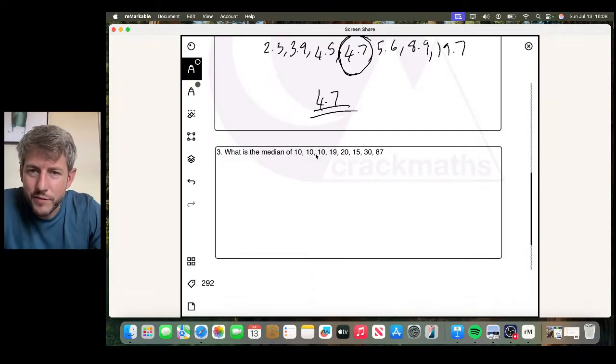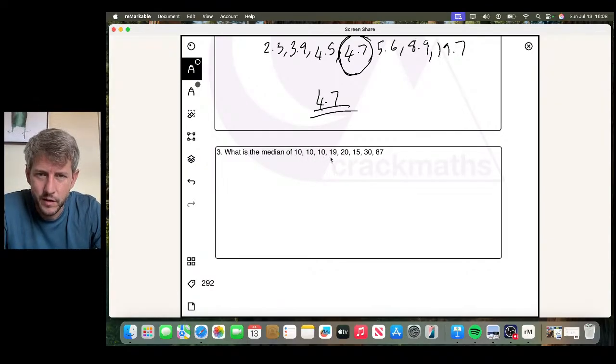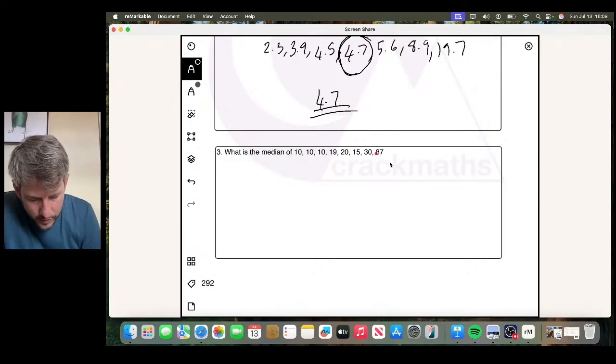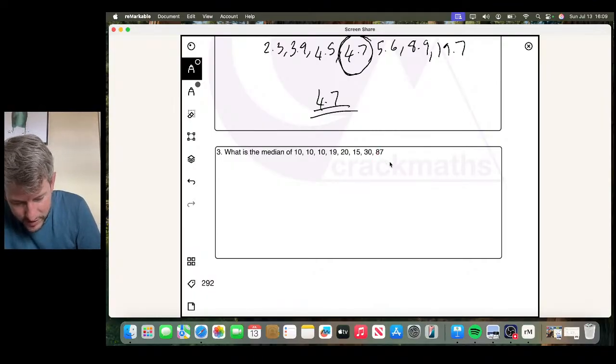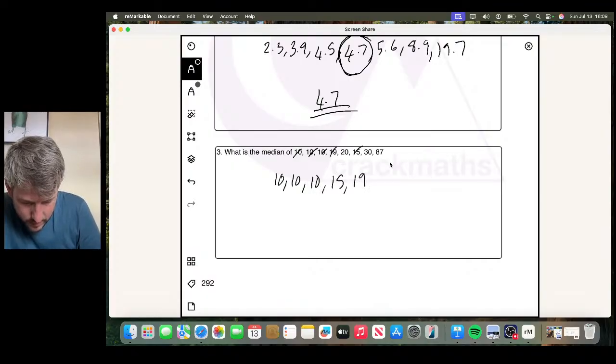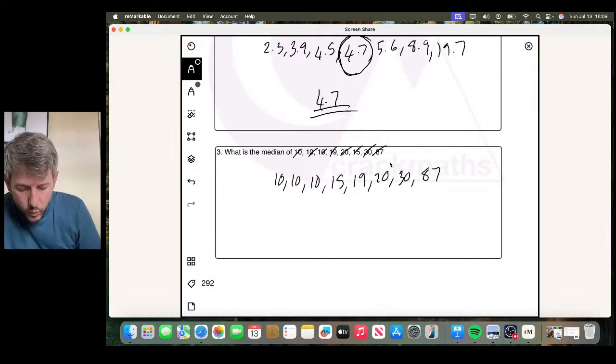Right, here we go, question 3. What is the median of 10, 10, 10, 19, 20, 15, 30, 87? Okay, so they're almost in order actually. We've got 10, 10, 10, 15, 19, 20, 30, 87. Okay, 1, 2, 3, 4, 5, 6, 7, 8.